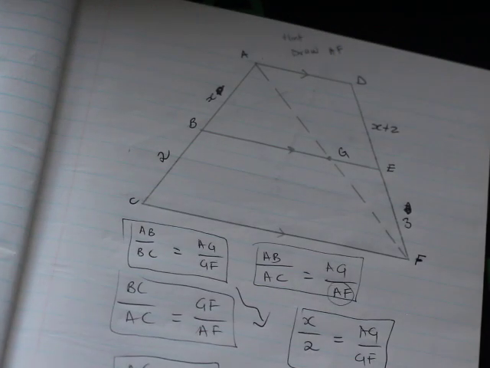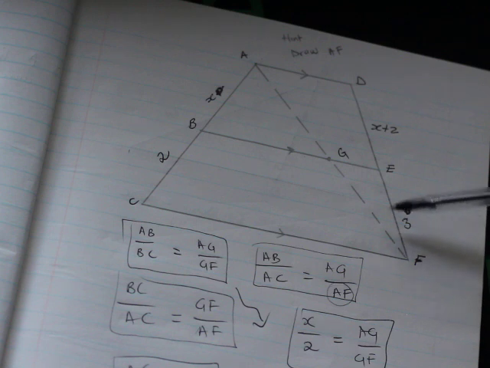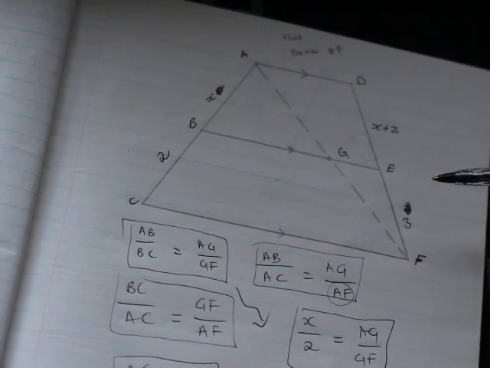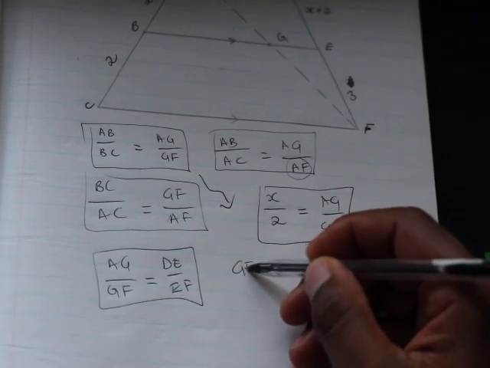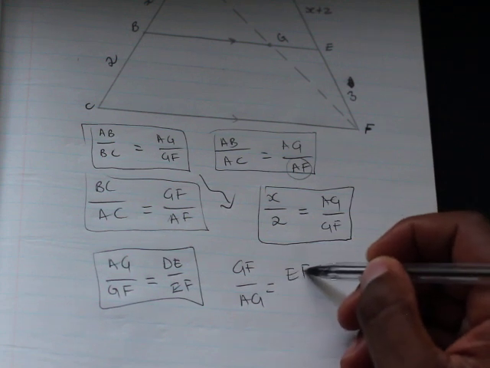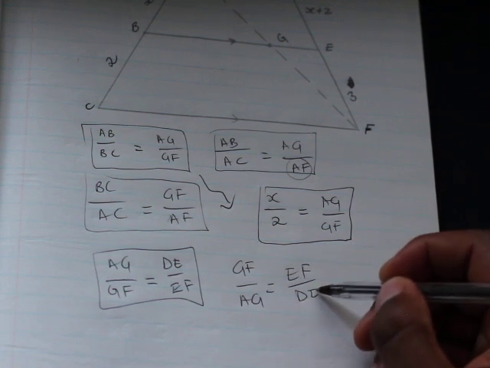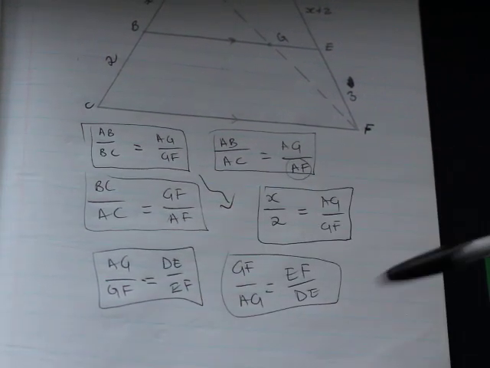This is the situation, so it still holds. I know some people will ask, why don't we start with GF and then say over GA? It's the same thing, you can literally flip these things around and say GF over AG is equal to EF over DE. It doesn't matter.